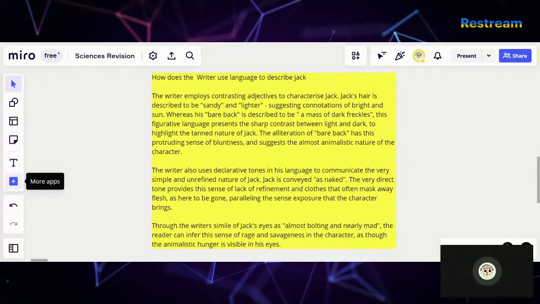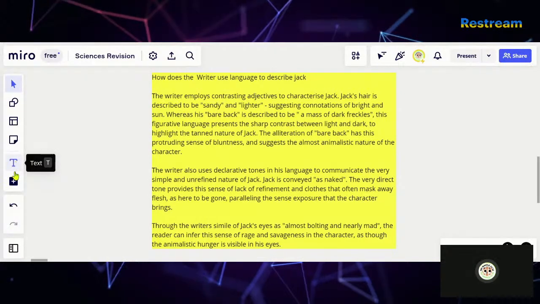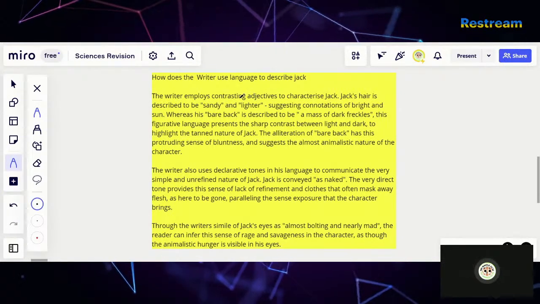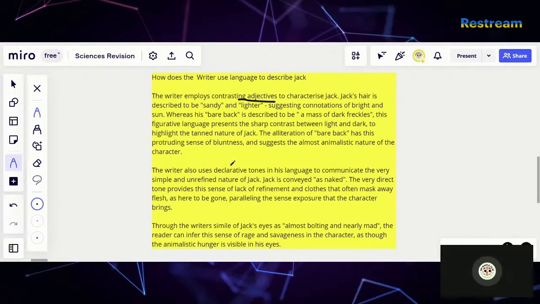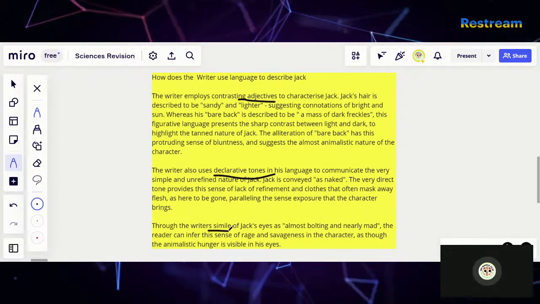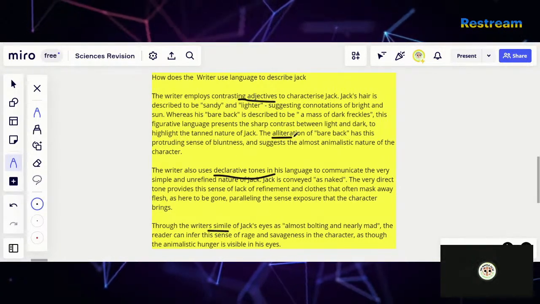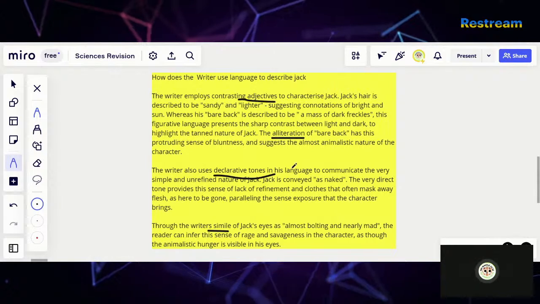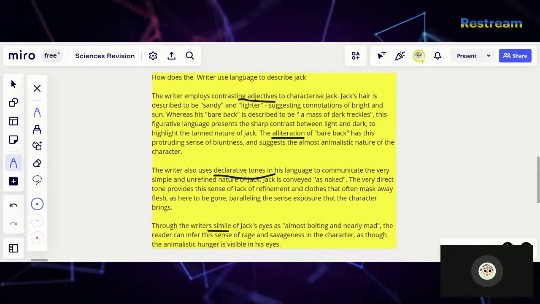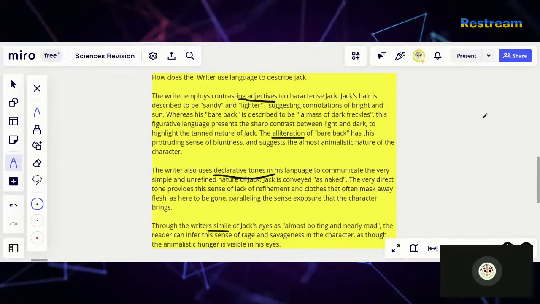So we needed to comment on how writers use language. So let's comment here. We talked about the contrasting adjectives, we talked about the declarative tone, and we talked about the simile. We also talked about alliteration. Feel free to put more than 3 language points. If you spot more than 3, then put more than 3 because that's increasing your chances of getting higher grades.